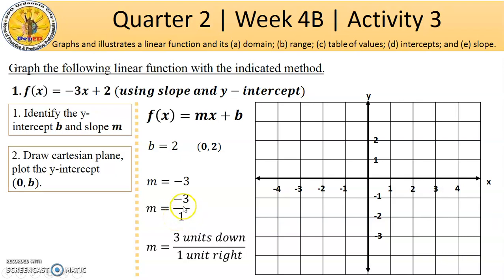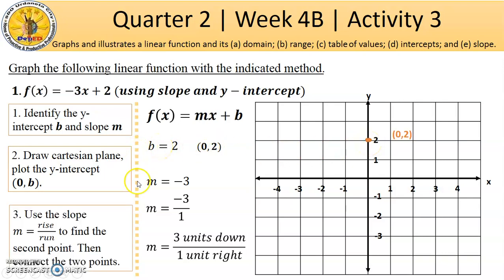So this time, since the numerator of our slope is negative, we're going to move 3 units down. And for the denominator, since it is positive, we're going to move 1 unit right. For the second step, we need to draw the Cartesian plane and plot the y-intercept. So this is our y-intercept. If we're going to plot, this is the location of our y-intercept.